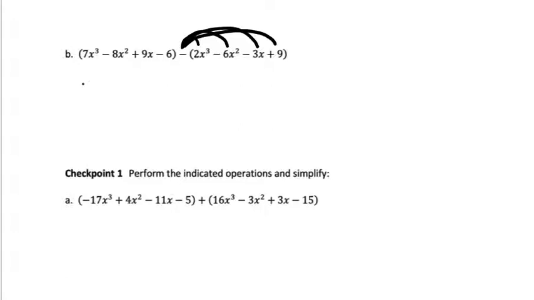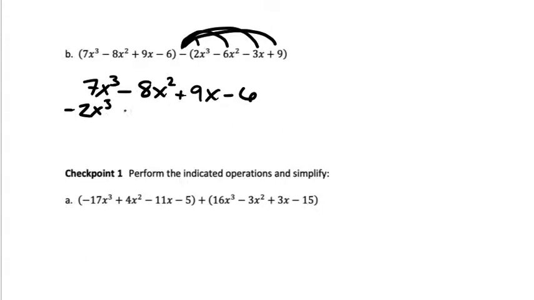So for this one, I'll rewrite my first term here just to show it in a slightly different way. Then this is minus 2x to the third, minus negative 6x squared is going to become plus 6x squared.